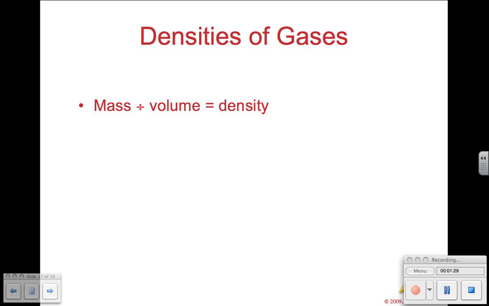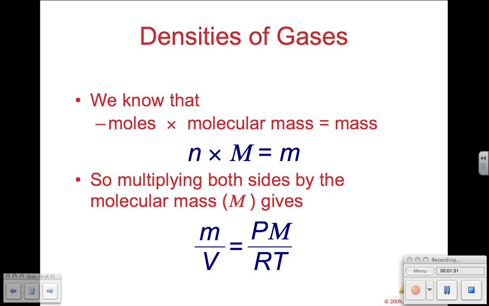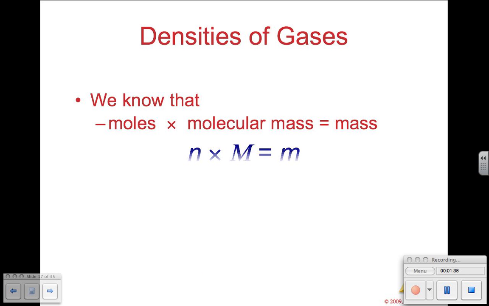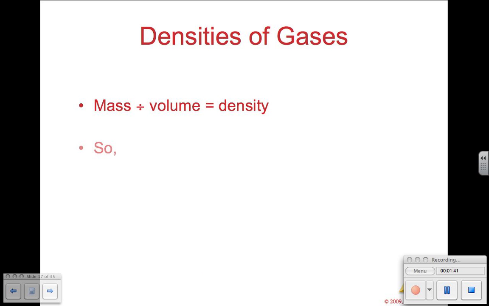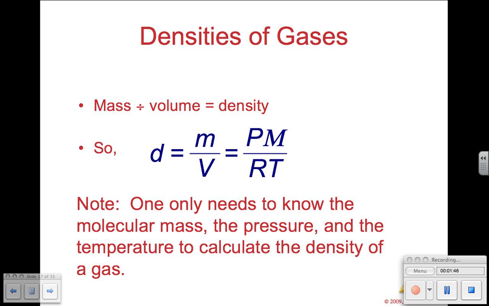If you think of what we just had on that previous slide, we had mass over volume. That is the formula for density. So now density is equal to pressure times the molar mass, or the molecular mass, over RT. One only needs to know the molecular mass, the pressure, and the temperature to calculate the density of a gas that might be present.